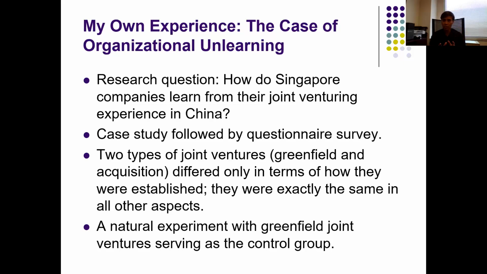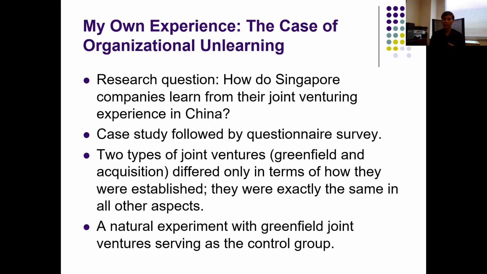So the acquisition joint venture means they keep the existing factory and the Chinese employees. Of course, normally they will lay off quite a high percentage of the employees because, as you know, state enterprises are usually overstaffed. So they lay off some people, but basically the employees belong to the state enterprise. So for these two types of joint venture, other than this main difference, they were the same in all other aspects. So that's interesting in the sense that it becomes a natural experiment.